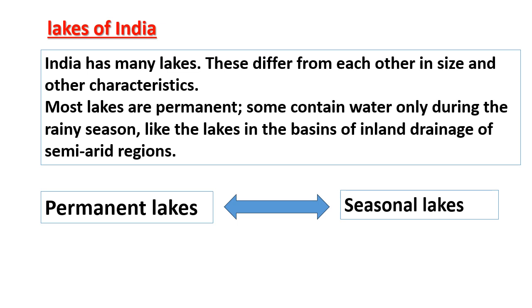Lakes in India. India has many lakes. These differ from each other in size and many other characteristics. Most lakes are permanent. Some contain water only during the rainy season, like the lakes in the basin of inland drainage of semi-arid regions.